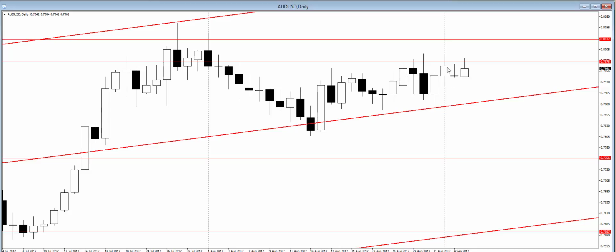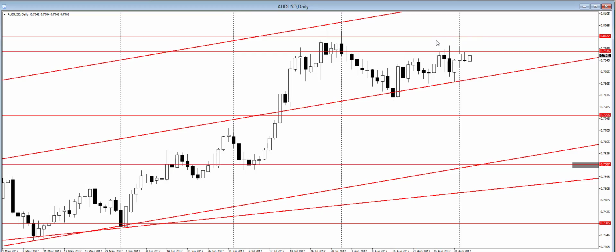Now after hitting this area of 0.7976, what I see right now is that the 0.8 area of the Aussie dollar has become a very strong round number resistance. Not only is it a round number, we also have resistance right here itself which you have drawn. Not only that, what I want to show you is that we have double resistance areas.